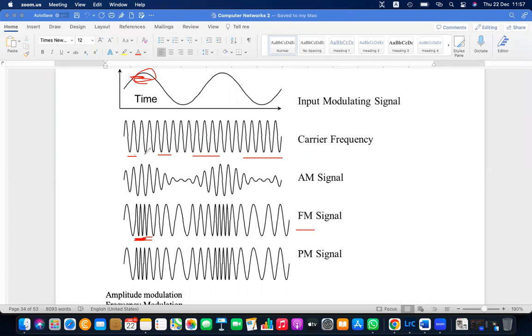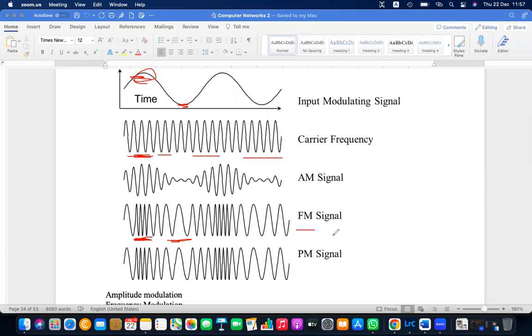Let's say here it is 1000 hertz, and it will be further, maybe 1200 hertz at this point. And at this point the frequency will be lowered. Frequency will be lowered when amplitude is low. That is to represent the data signal. When the data signal amplitude is very high, the frequency is increased. When amplitude is very low, the frequency is reduced.